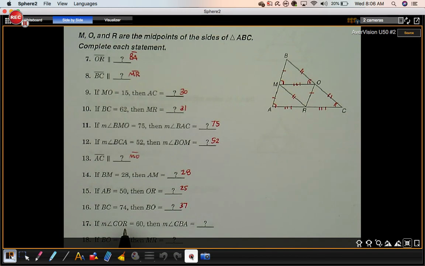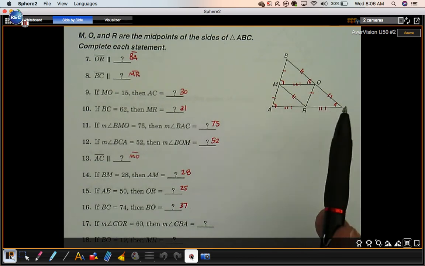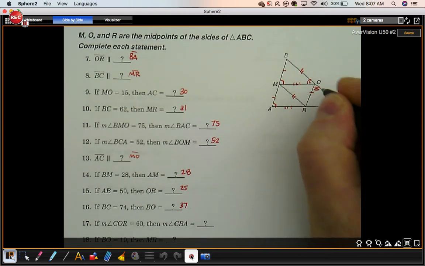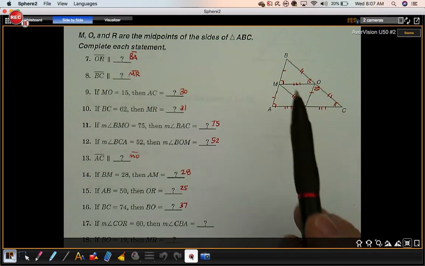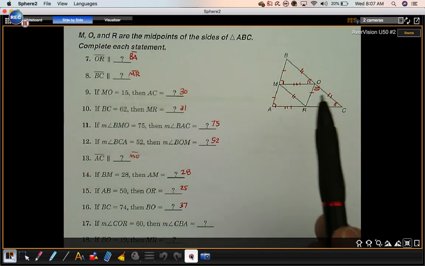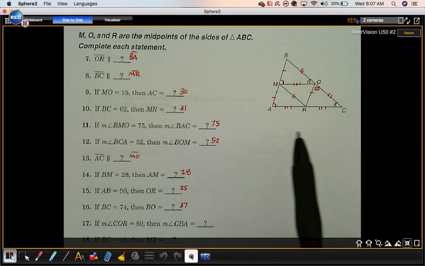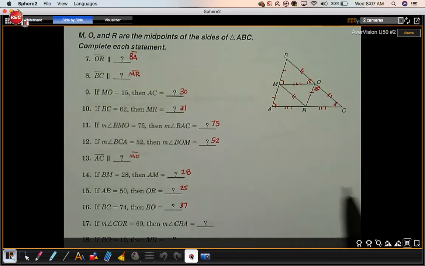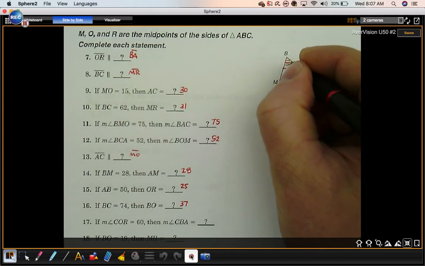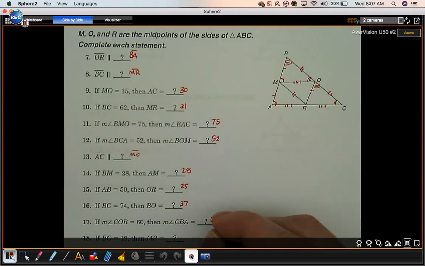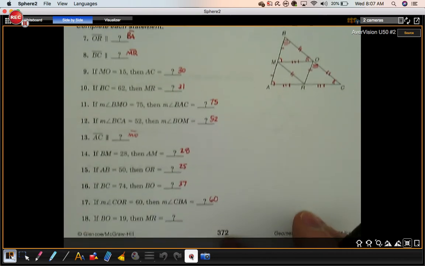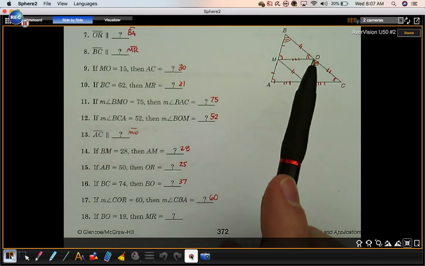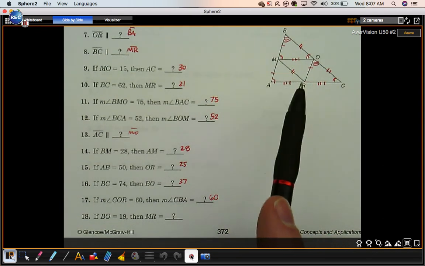Measure of angle COR. COR. That's this guy. I'm putting 3 arcs on it because, again, it's different than the other angles. It's in between 1 mark and 2 marks. Where's angle CBA? It's in between 1 mark and 2 marks also. Those are the same. B to O is 19. M to R is also 19.